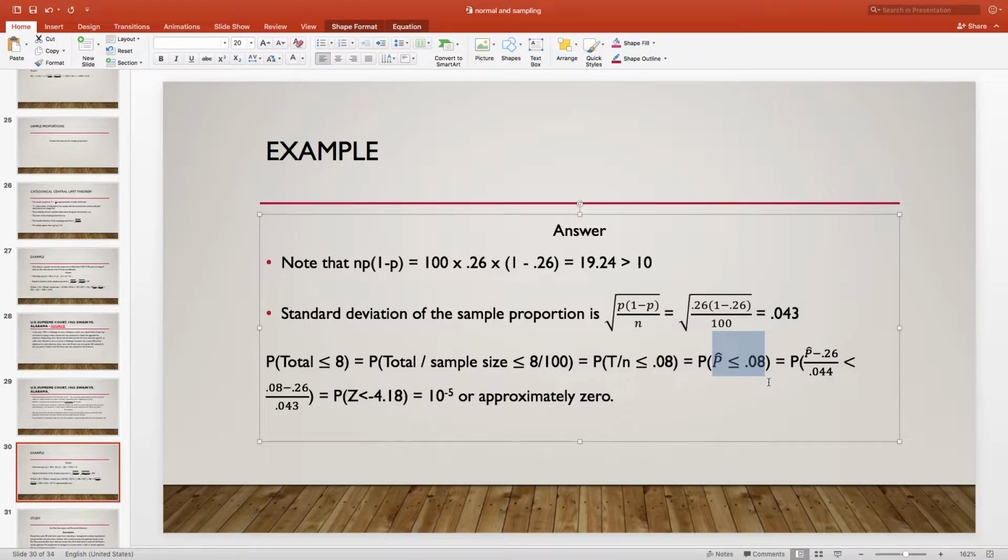Okay, so all I do is I take this 0.08, I subtract the theoretical mean, which is 26% or 0.26, I divide by the standard deviation, which is 0.043, and I need to calculate the probability that z is less than minus 4.18, and I get a probability of 10 to the minus fifth, which is basically 0.